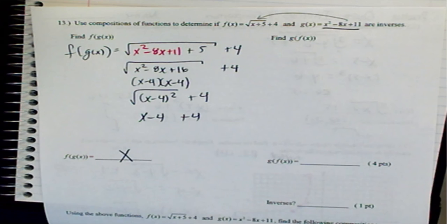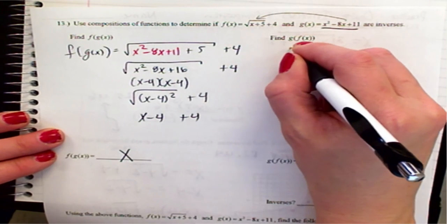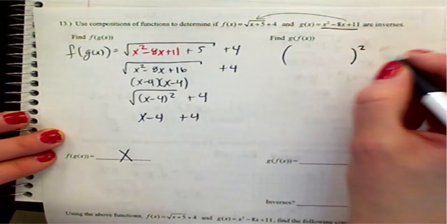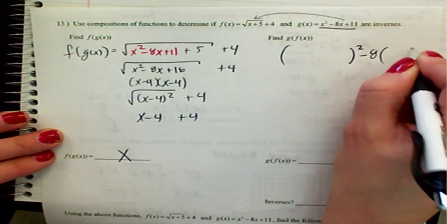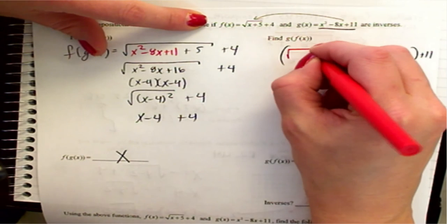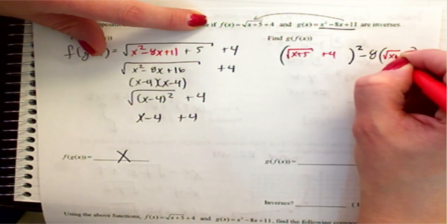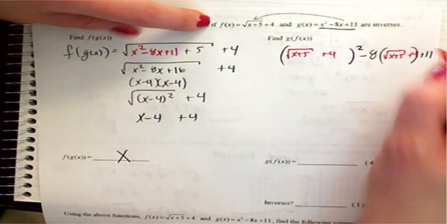All right. Okay. Now I'm going to compose the other direction. This one's a little trickier. Squared. Okay, let's see if I can squeeze this in here. Root x plus 5 plus 4, root x plus 5 plus 4.